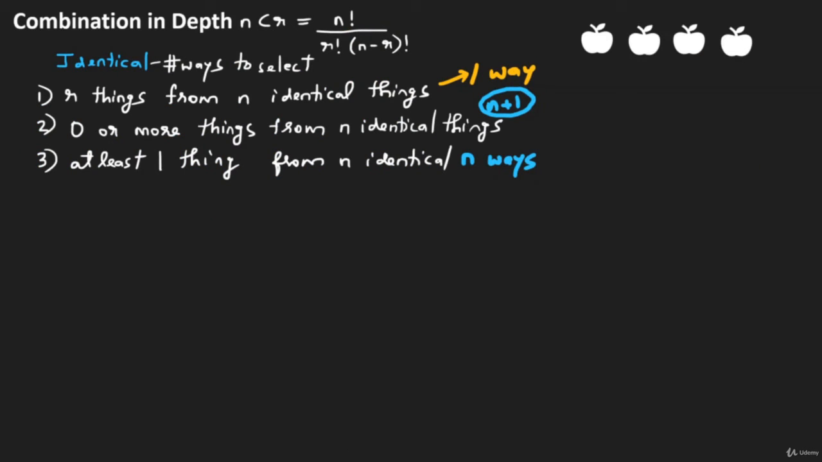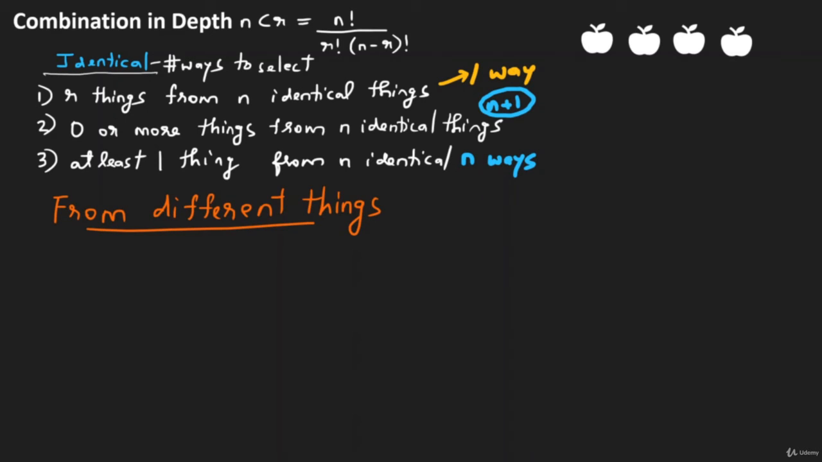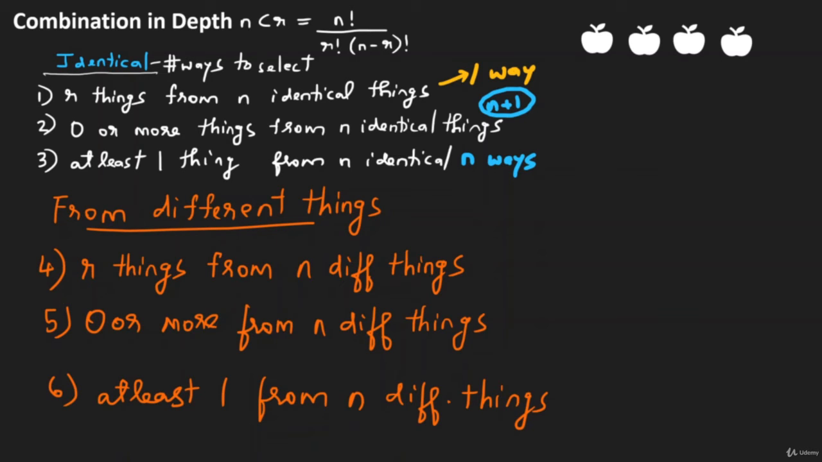Let's move on in understanding combination in greater depth. Alright, over here we had seen 3 cases where we had to select things from identical things. Now, let's move on and analyze the case where we have to select things from different things. And over here also we have 3 cases to analyze. Say you want to select R things from N different things.